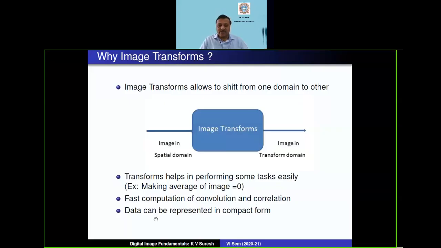And other thing is the data can be represented in compact form. What do I mean by that? For example, a sinusoidal signal. If I need to represent this data, all of you know I have to sample this signal and store each and every sample by using some number of bits for representing each level.